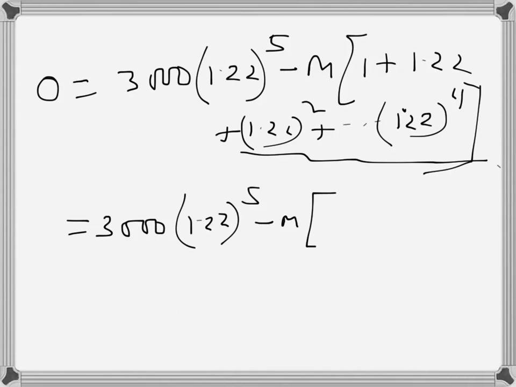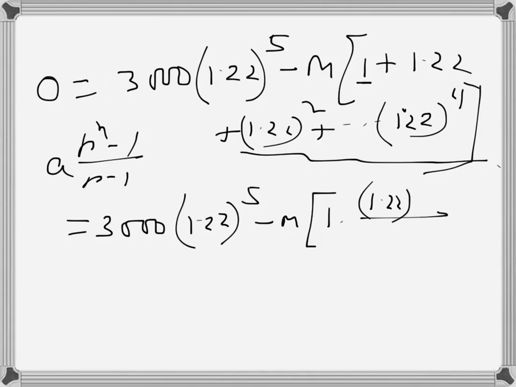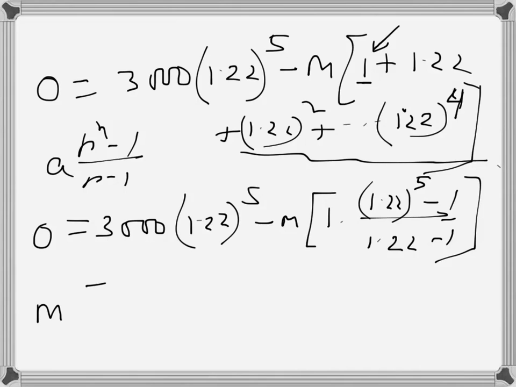We can see that this part is a geometric series where the first term a is 1, and the common ratio r is 1.22, so the summation is a times (r to the power n minus 1) over (r minus 1). We can write 1 here, 1.22 to the power of the number of terms, which will be 5, because this one's power is 4 and the first one's power is 0, so 0, 1, 2, 3, 4: 5 terms there. So 5 minus 1, and then 1.22 minus 1, like that. There is 0 on the left hand side, so we can solve for M from here.